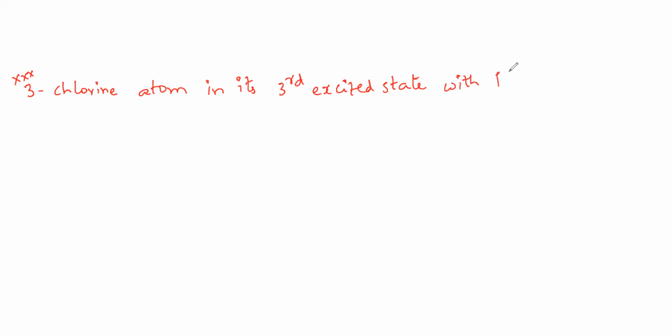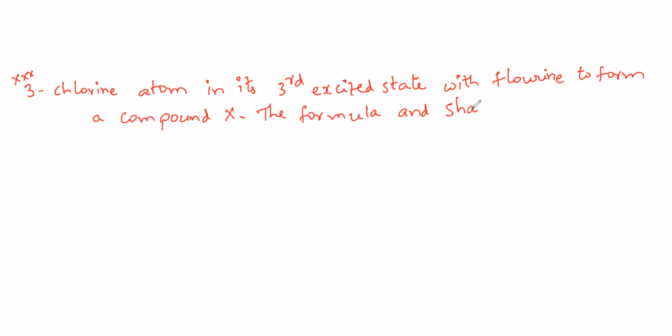A chlorine atom, this is very, very important. A chlorine atom in its third excited state reacts with fluorine to form a compound X. The formula and shape of X are very, very important. Carefully see the question and then answer.